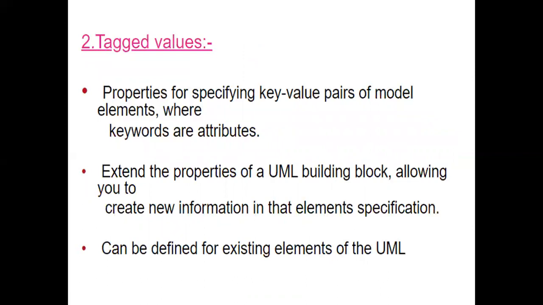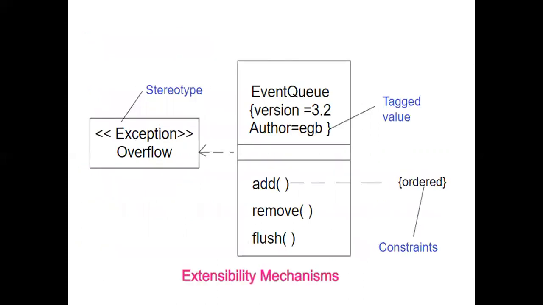Next, tagged values. A tagged value is a property for specifying key-value pairs of model elements, where the keys are attributes. The extended properties of UML building blocks allow you to create new information in the element specification, and can be defined for existing elements of UML. Suppose here the tagged value is version equal to 3.2. It is represented by tagged values.